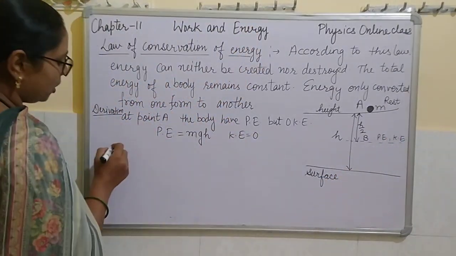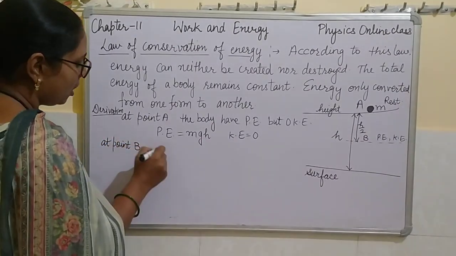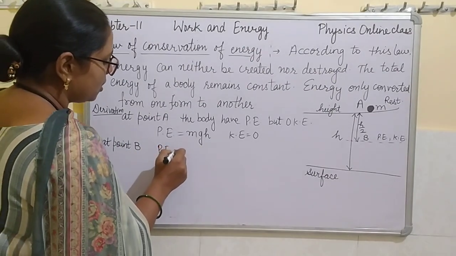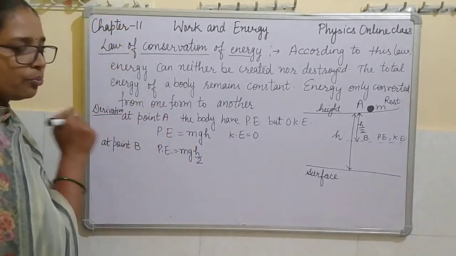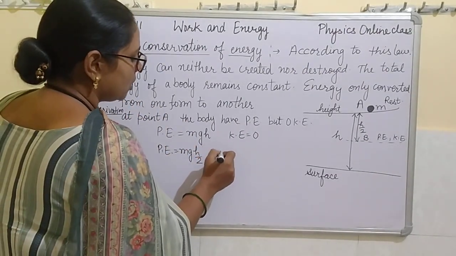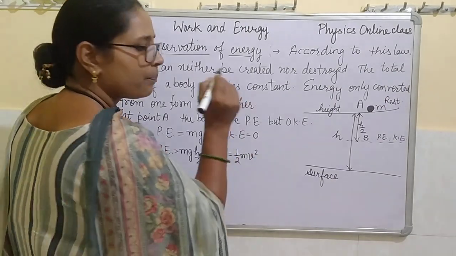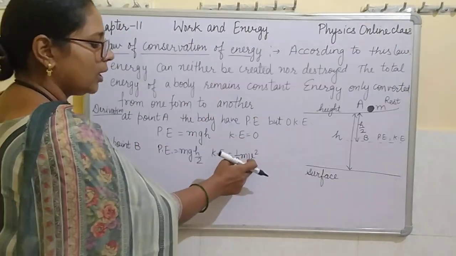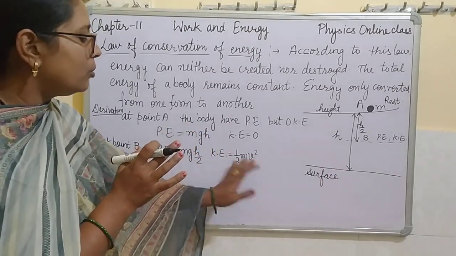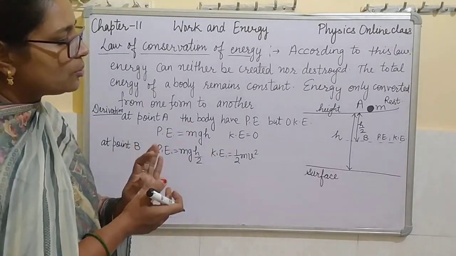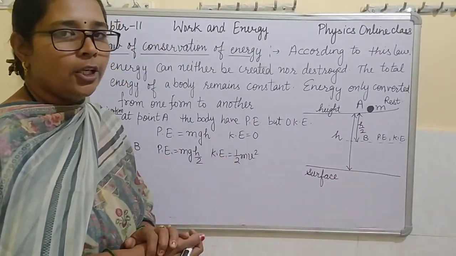How can we write both the terms? At point B, the potential energy of the body is mg, but this time the height is h by 2. What will be its kinetic energy? Kinetic energy is half mv square. This is its kinetic energy. Right now, we don't know the value of velocity, but we know this much: the body is in motion, so it must possess some kinetic energy.